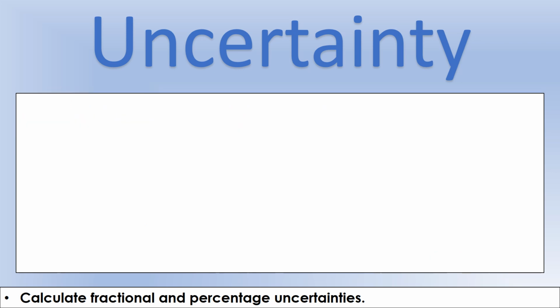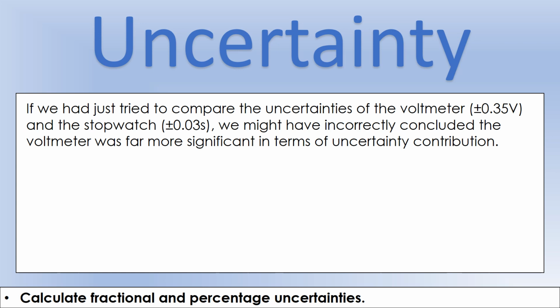So why is this fractional percentage useful? If we just compared the uncertainties, we might go, well, the voltmeter is 0.35, stopwatch is 0.03. And we've gone, well, the voltmeter is much bigger than the stopwatch, so we should get a much better voltmeter. And that would actually have been the incorrect conclusion here. We can't compare this value here, the 0.03, and this value here, the 0.35, because they're measured in different units, and the values which they're associated with are completely different.